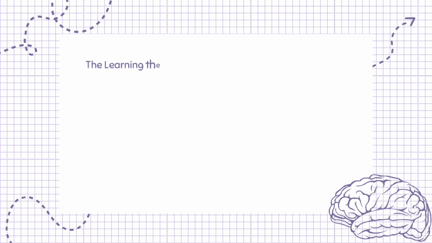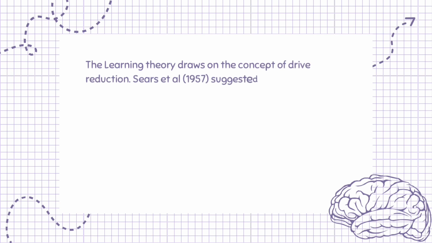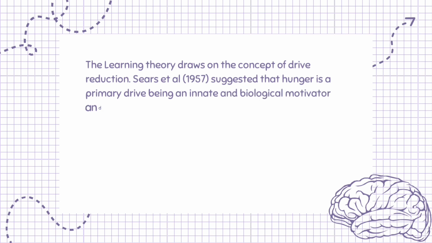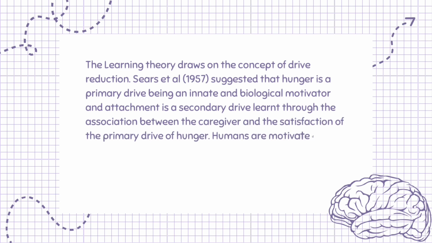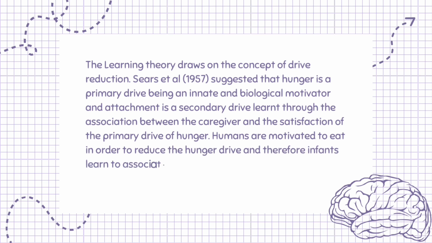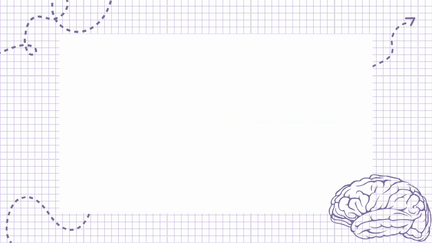The learning theory draws on the concept of drive reduction. Sears et al., 1957, suggested that hunger is a primary drive, being an innate and biological motivator, and attachment is a secondary drive learnt through the association between the caregiver and the satisfaction of the primary drive of hunger. Humans are motivated to eat in order to reduce the hunger drive, and therefore infants learn to associate the caregiver with the reduction and satisfaction of hunger.